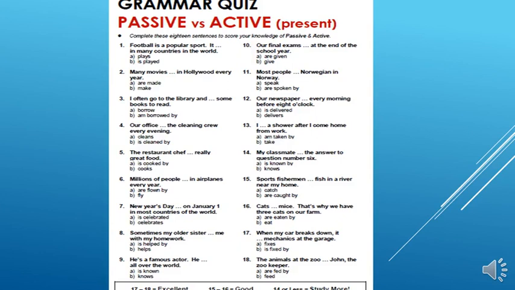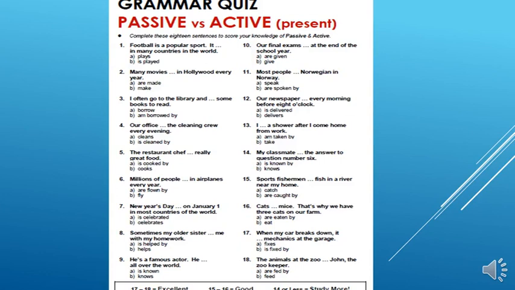So the answer apparently is B, a passive sentence. Our office is cleaned by the cleaning crew. Number 5 would be the restaurant chef dash really great food. So of course it's going to be the restaurant chef B cooks really great food. The doer of the action is already mentioned, which is the chef.